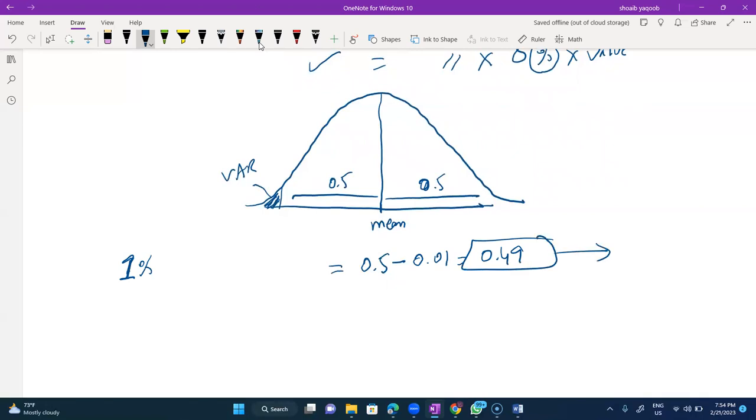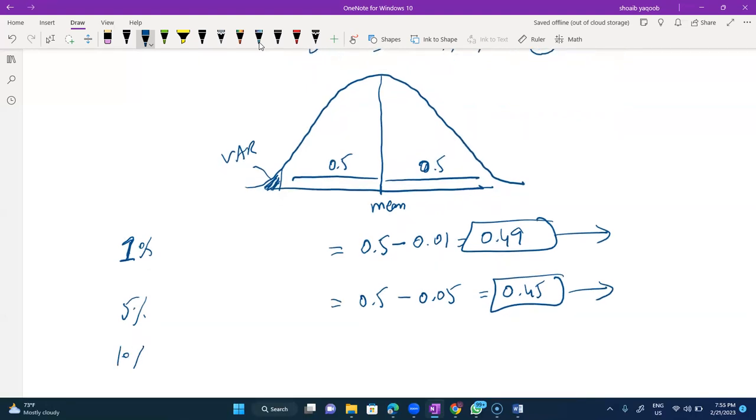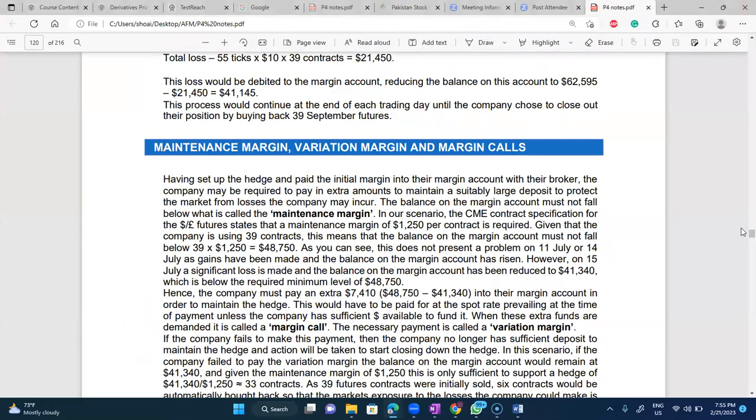I will explain how to search. At 5% probability, total table value is 0.5. Deduct the 5% from 0.5, that is 0.45. Now search 0.45 from the table. And at 10%, total value is 0.5. Deduct the 0.1, that is 0.40. Now search 0.40 from the table. Now let me open the table. I'm hoping there will be a table here.